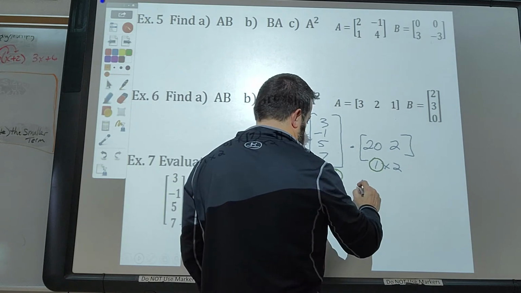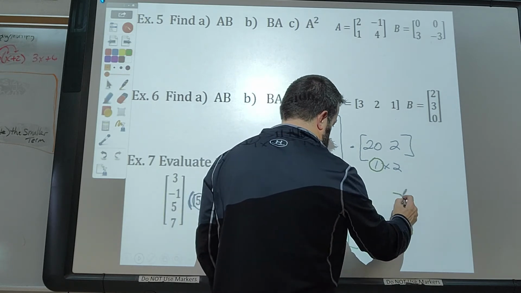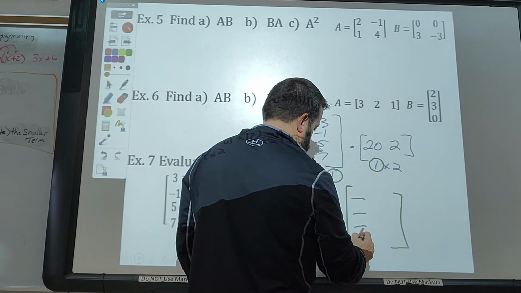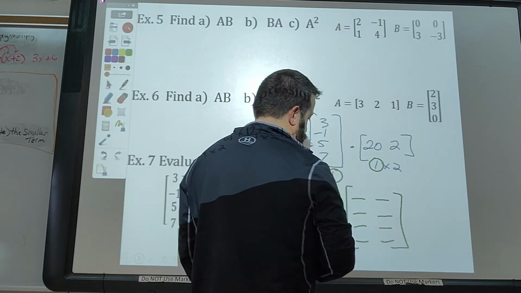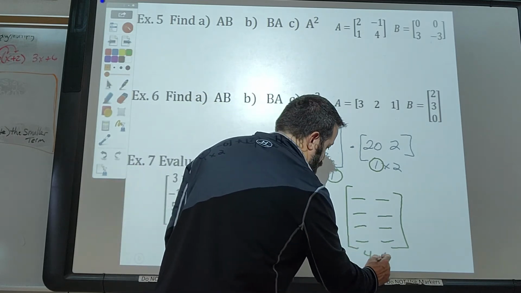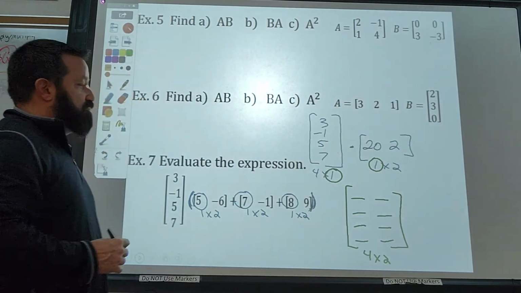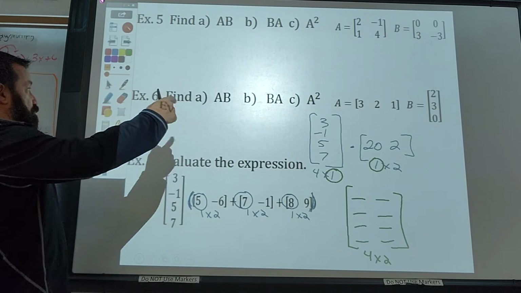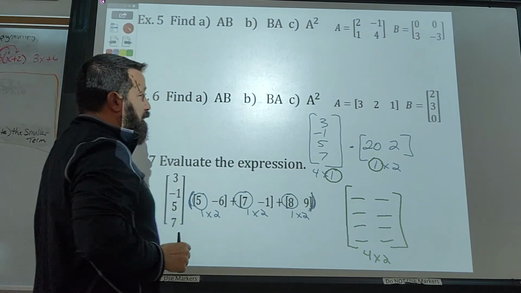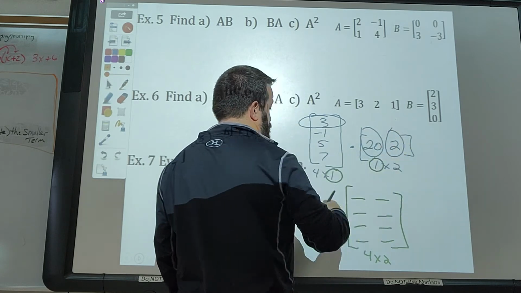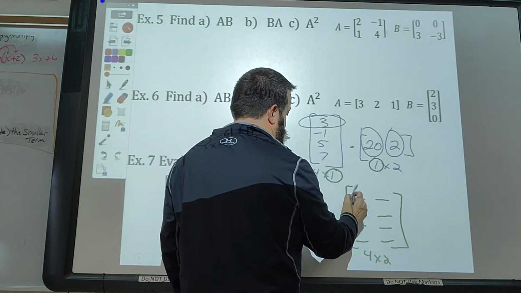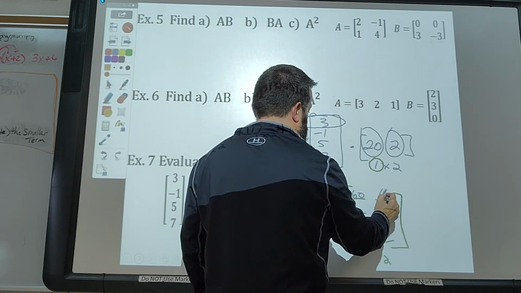So a 4x2 is going to have 4 rows and 2 columns. So it would look something like that. That's what a 4x2 looks like. So now, in similar fashion to what I had come up with in the previous problem, I'm just taking this row times each column to get my first row. So 3 times 20 is 60, 3 times 2 is 6.